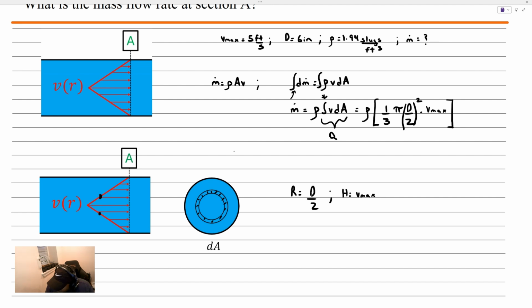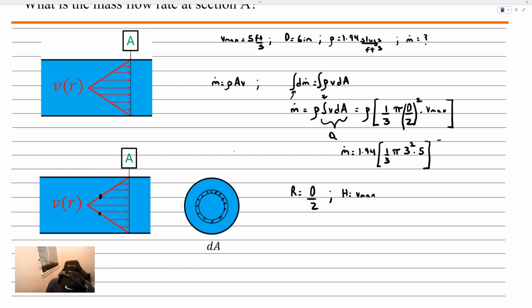Okay, now all we have to do is plug into this formula right here, and we get the answer. The mass flow rate is equal to the density. The density was 1.94 slugs per cubic foot, multiplied by 1/3 pi. The diameter we have as 6 inches, divided by 2, that's going to be 3, squared, multiplied by V max. And we know that V max in the center was 5 feet per second.